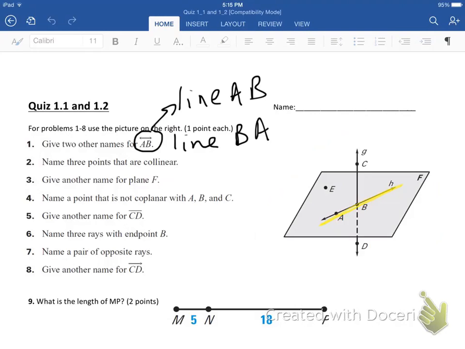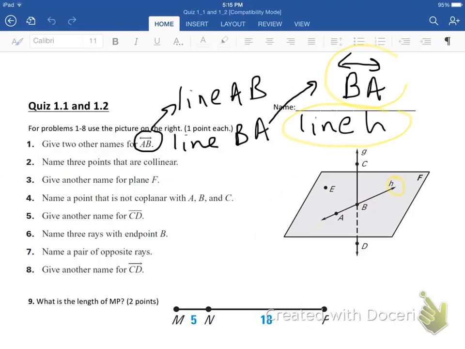Another way for the highlighted line would be to look at the little h here, right by the arrow. If you do it that way, then you could write it like line h. And then the last way is related to this one: use the symbol. You can write it forwards or backwards for lines. So there's number 1. It says give 2 other names, so pick 2 of those and do it. But most of the time, line h and line BA with the symbol are the most common ones that I was expecting.